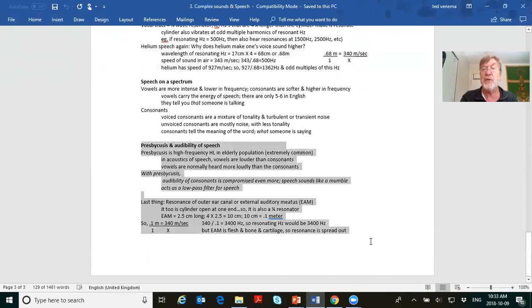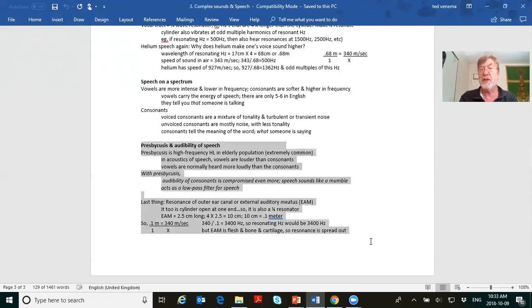Presbycusis is the high frequency hearing loss in an elderly population, extremely common. In acoustics of speech, vowels are louder than the consonants. Vowels are normally heard more loudly than the consonants. With presbycusis, the audibility of the consonants is compromised even more. Speech really sounds like a mumble.